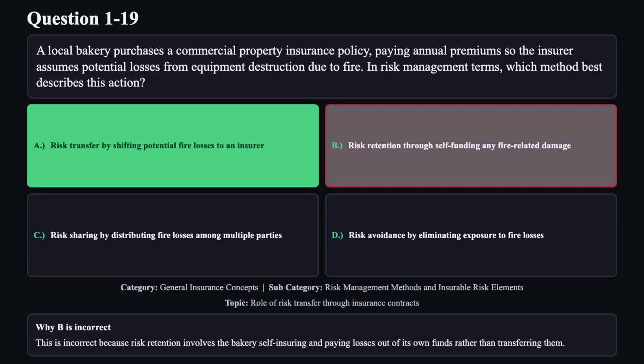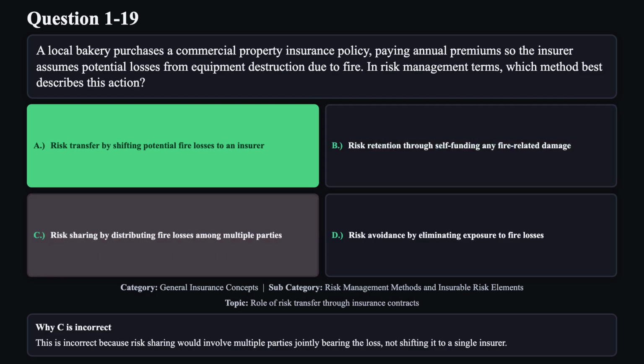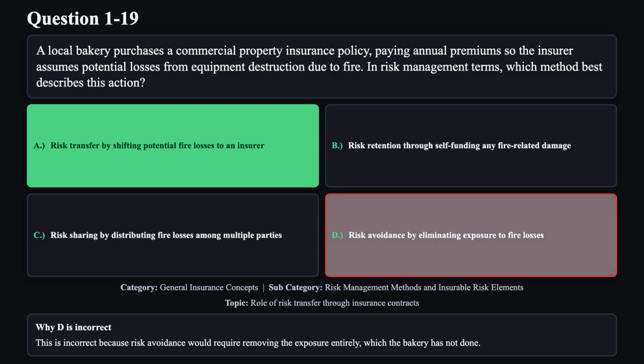Reason B is not correct. This is incorrect because risk retention involves the bakery self-insuring and paying losses out of its own funds rather than transferring them. Reason C is not correct. This is incorrect because risk sharing would involve multiple parties jointly bearing the loss, not shifting it to a single insurer. Reason D is not correct. This is incorrect because risk avoidance would require removing the exposure entirely, which the bakery has not done.